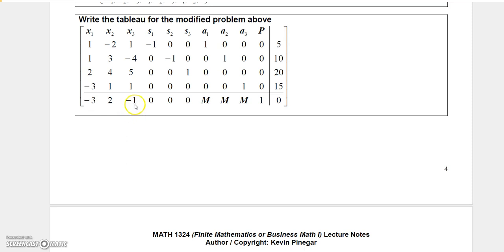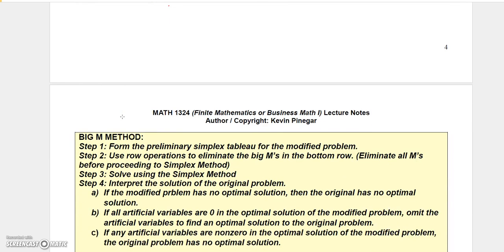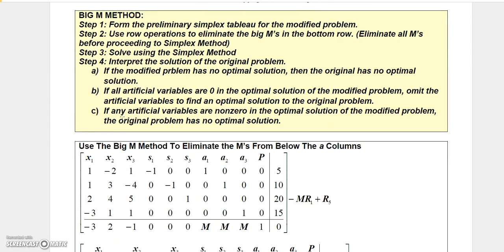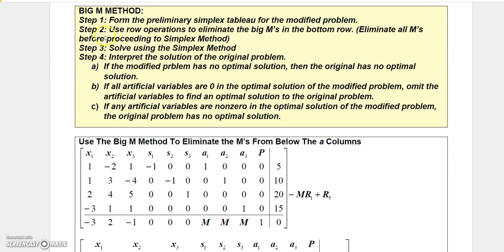Now once we get this simplex Tableau, you could solve the modified problem by the simplex method, but there's something very important that you must do before you start the simplex method. The first thing you must do on that Tableau is use row operations to eliminate the big m's in the bottom row. In other words, you must eliminate all m's before proceeding to the simplex method. Then after you eliminate those m's, you can solve this using the simplex method.